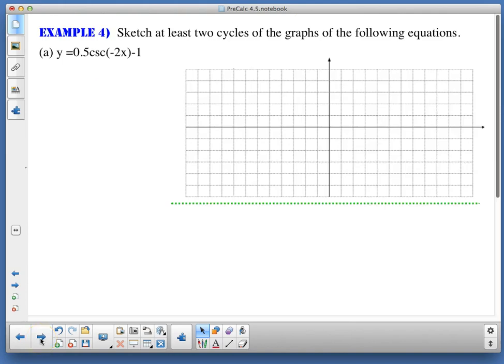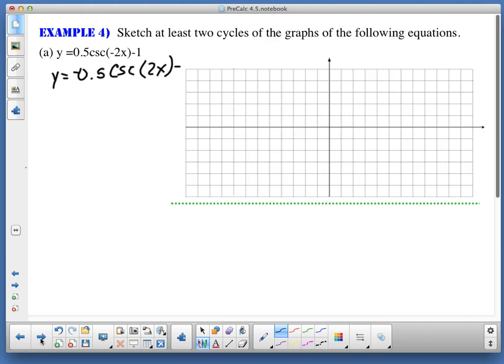Now, let's look at a regular problem. I have a cosecant. Cosecant is 1 over sine, right? We just worked on that. So I'm looking at negative 0.5 cosecant of 2x minus 1. Notice the negative came out because it's an odd function, okay? Now, that's the necessity of knowing the difference between odd and even. So I've got A, the absolute value of A is 0.5.